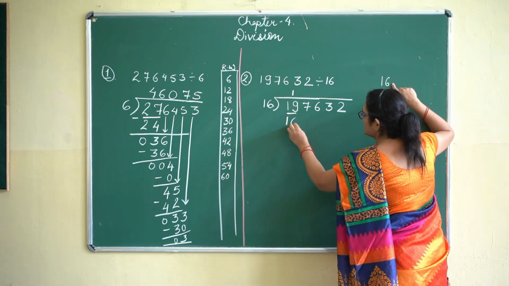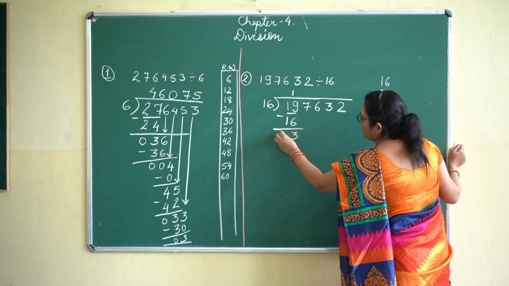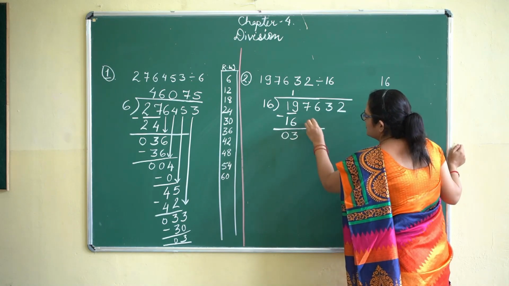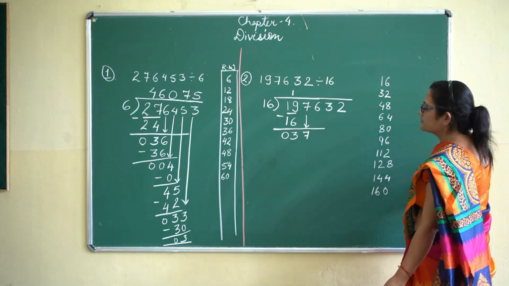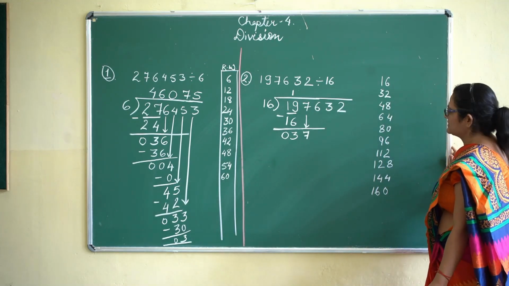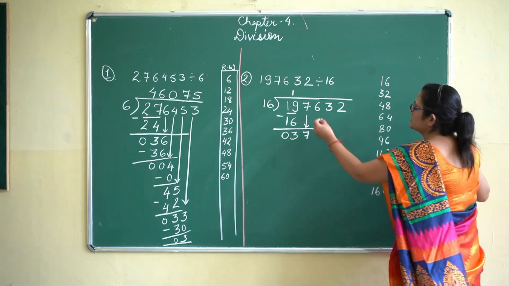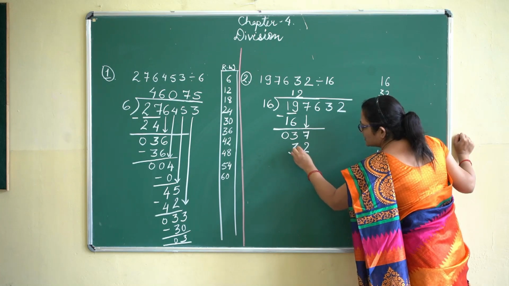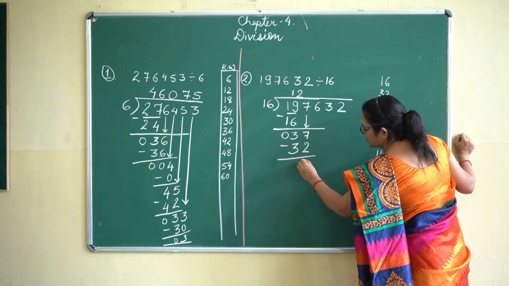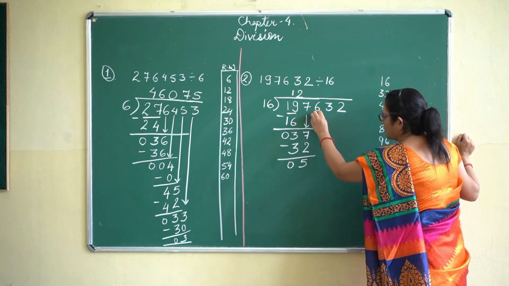16 ones are 16. 9 minus 6 is 3. 1 minus 1 is 0. We will bring the next number down. What is in the table of 16? Does 37 come? No, but the smaller number than 37 is what? 32. 16 twos are 32. Subtract. 7 minus 2 is 5. 3 minus 3 is 0. Now what will we do?